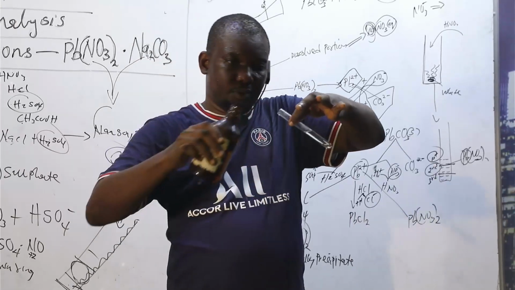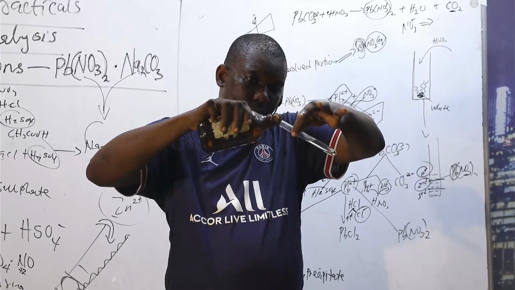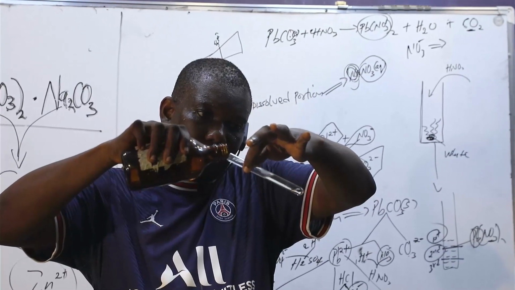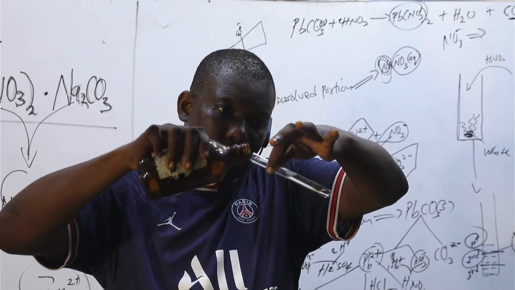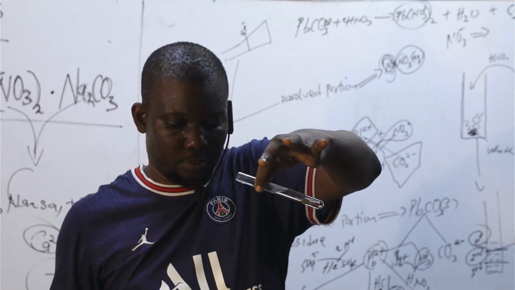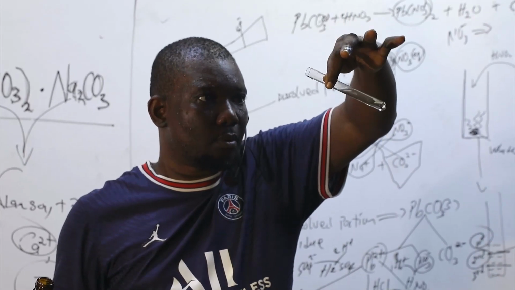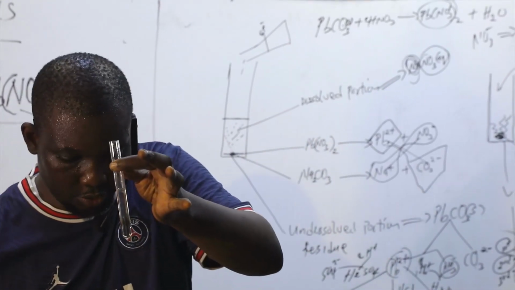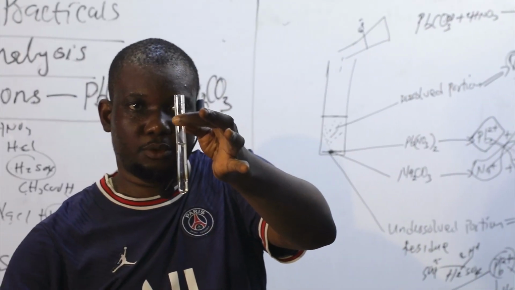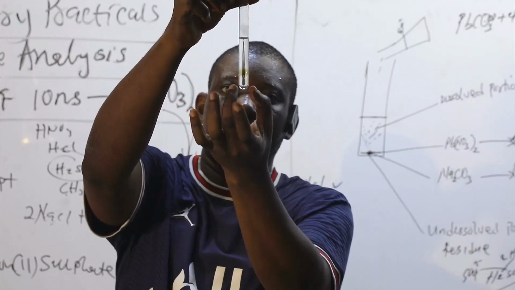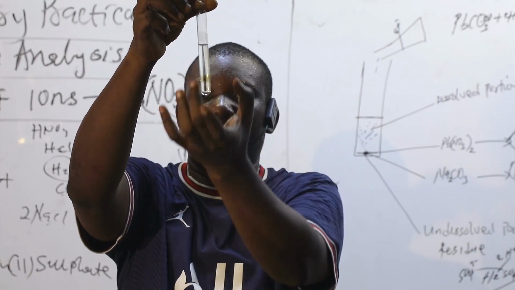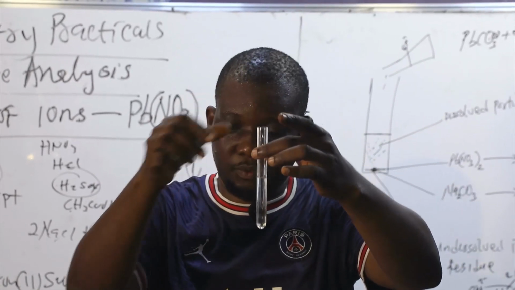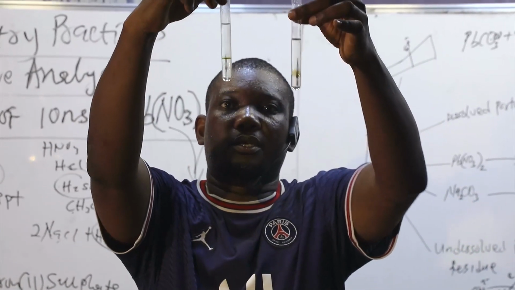Okay, let's see if the ring will appear. Okay, you can see the brown ring at the junction. You can see the brown ring at the junction of the acid, that's the nitrate here, and then the freshly prepared iron(II) sulfate is somewhere here. So this is the brown ring formation. You see it thick at the middle. You can also see it very clear here. See the brown ring at the junction.